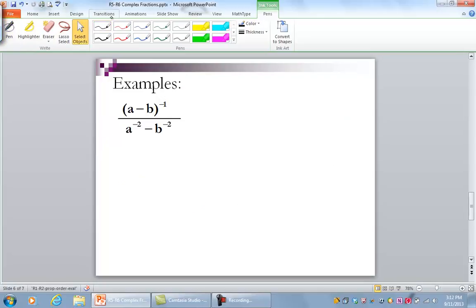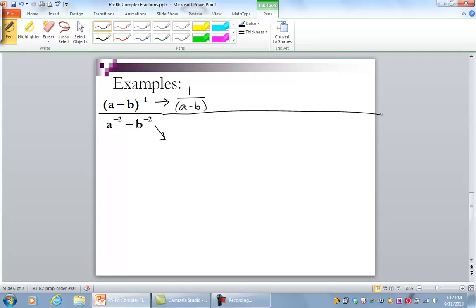Okay, let's try this one. We just got 2 left, so this one and one more. All right, there's not much to do for the numerator on this one. The entire quantity has a -1 exponent, which means it's just going to be 1 over the quantity a minus b. Okay, so that was easy. That was the top of the fraction. Now let's get working on the denominator here.